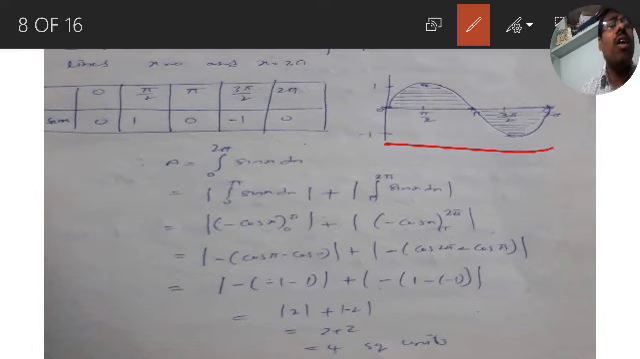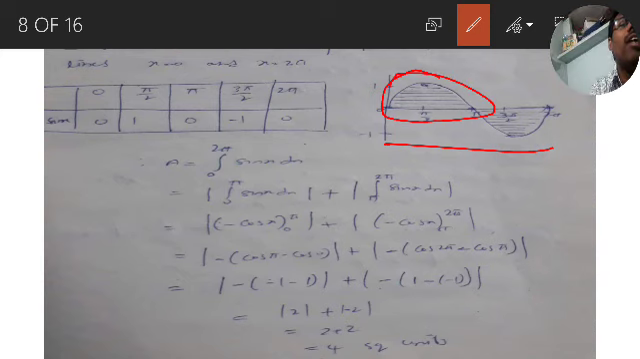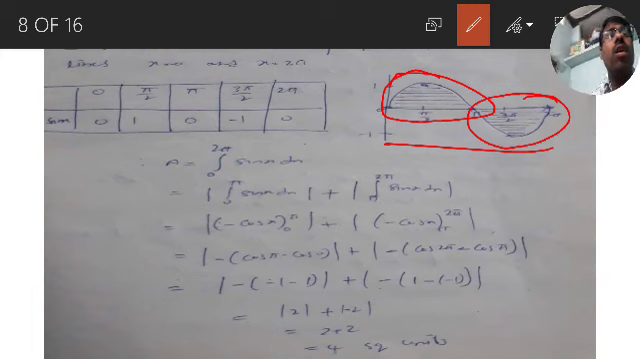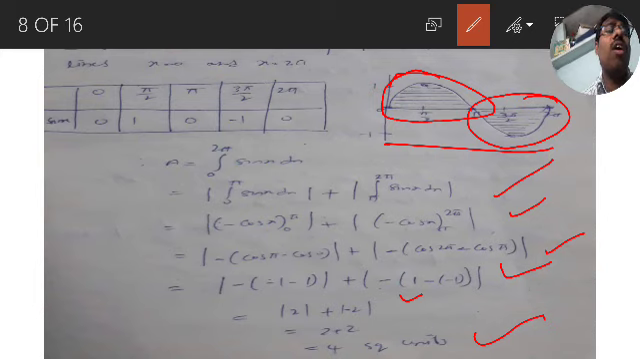Now after plotting the graph, you can observe there are two regions, because the curve crosses the x-axis one time. So for the first region, 0 to pi, take the integration with mod, and for the second region, pi to 2 pi, take mod. Then apply upper limit minus lower limit, that gives the modulus of 2 plus the modulus of minus 2. 2 plus 2 is equal to 4 square units. As we are finding area, that's why we have to write square units. Are you getting? So very simple problem here.